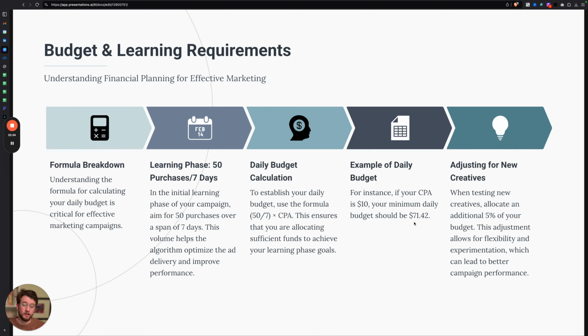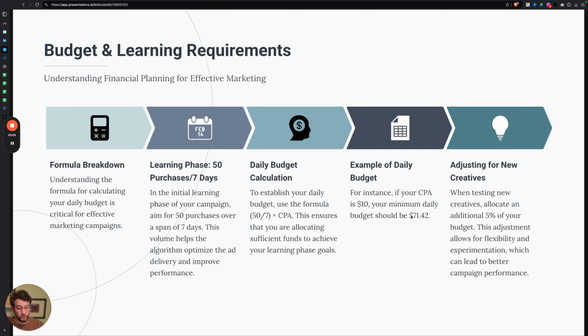Now, this is where the creative piece comes in. When you're testing new creative, allocate an additional 5% of your budget. This adds flexibility, which can lead to better performance. So if we're at 71.42 for our total daily budget, and this is on one creative, that's great. That's efficacious. But if we add in a second creative, we should tack on another 5% to this. So we should take 5% times 71.42, add it back in. That's what we should have.